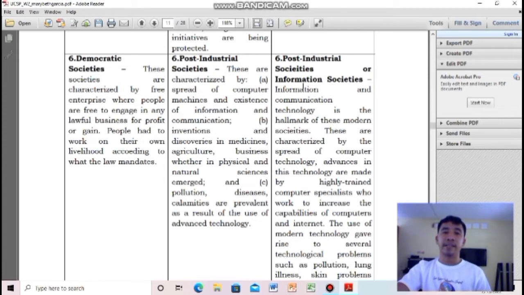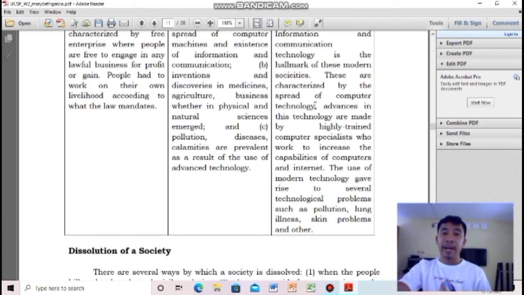Next is post-industrial societies or information societies. From the title, information societies, by which information and communication technology is the hallmark of this modern society. So kita can be considered as both industrial and information societies sa subong. But with all these improvements or development, or progress, may mga problema man kita nga atubang like pollution, lung illness, skin problems, and many others. Okay, that's for the types of societies.